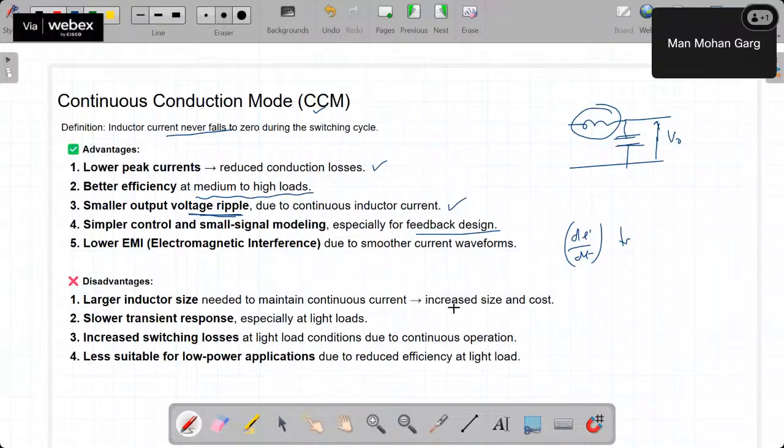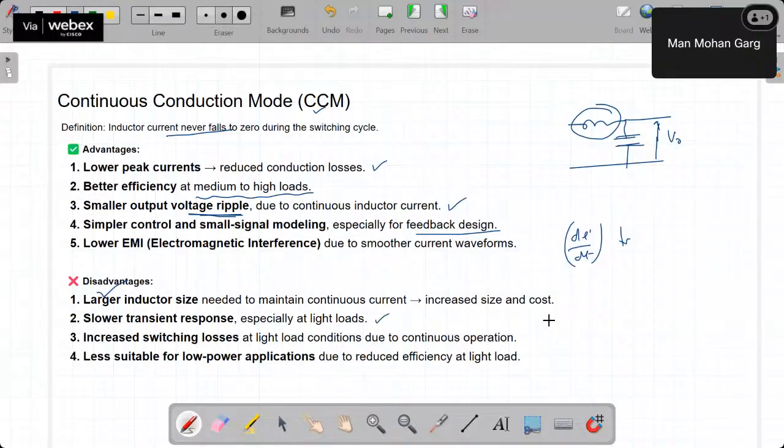But what is the requirement for getting some advantage? We have to pay something. So in order to keep the current continuous, we have to use a large size inductor. How to design this inductor, that we are going to talk about in this lecture itself. Now, because the inductance is there, that makes the system sluggish.